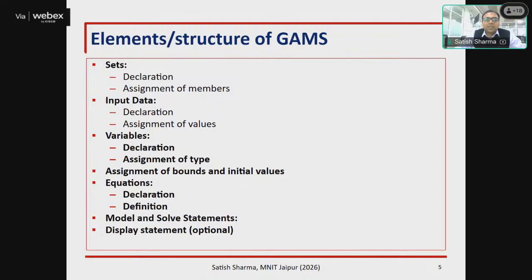Then input data. Again, the declaration part is always user input. He can write as many words as he wants to understand what the input data, set, variable or equation means. This is also optional, like if you do not provide any declaration, that is also fine. So this is how the structure of the GAMS model will look. Finally, once we have defined the input data and all the variables we have declared, then some bounds, and we will restrict the entire problem with certain equations, and then we will model and solve that particular problem. This is how the GAMS structure looks.